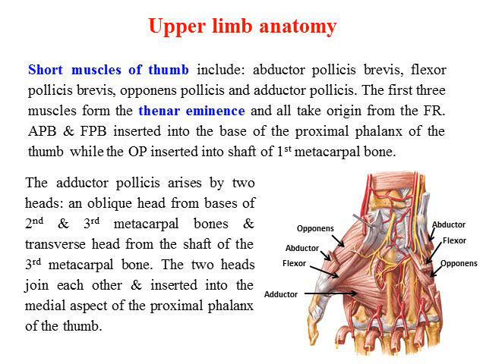Actually, the medial border of the shaft of the first metacarpal bone. The adductor pollicis arises by 2 heads, an oblique head from the anterior surfaces of the bases of the second and third metacarpal bones, while the transverse head arises from the anterior surface of the shaft of the third metacarpal bone. The two heads join each other and run laterally to be inserted into the medial aspect of the proximal phalanx of the thumb.